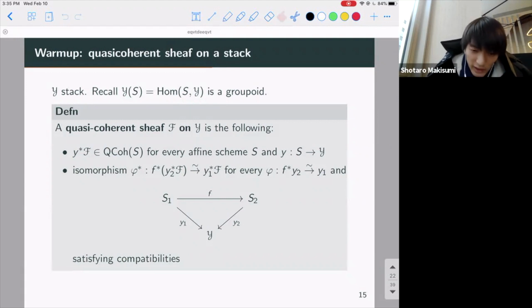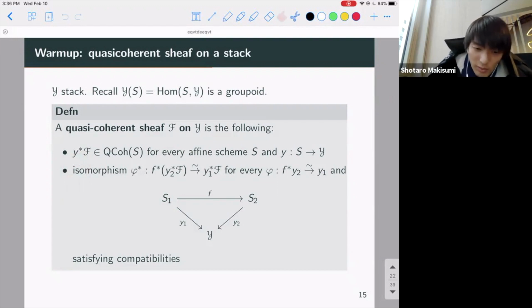Well, I need to tell you what the pullback is. So if I imagine that I have a morphism from an affine scheme S to Y, then I should be able to define what is the pullback of F to S. And the result should be just a quasi-coherent sheaf on S. And I know what that means. So let me just call that this. I mean, this pullback y star is not defined. It's just part of the definition of what a quasi-coherent sheaf on the stack Y is.